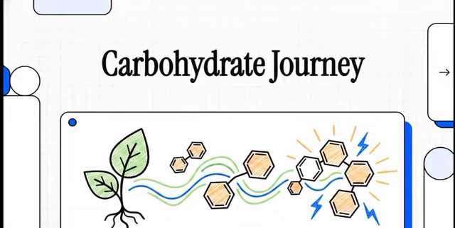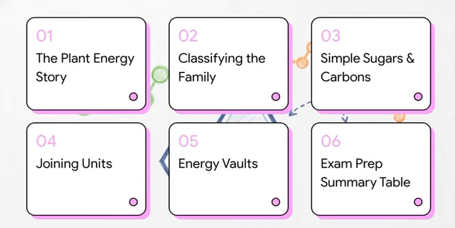Let's dive in. Here is our roadmap for today. We'll quickly cover the plant energy story, classifying the family, simple sugars and carbons, joining units with glycosidic linkages, comparing our energy vaults, starch versus glycogen, and we'll wrap it all up with an exam prep summary table.